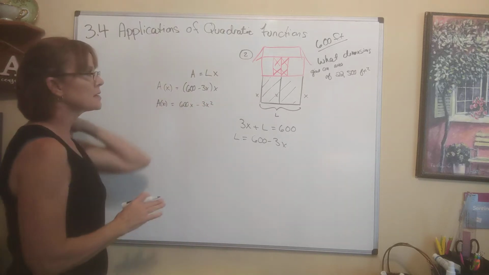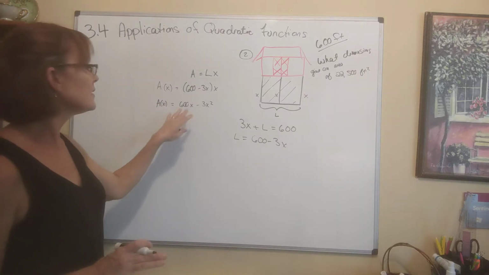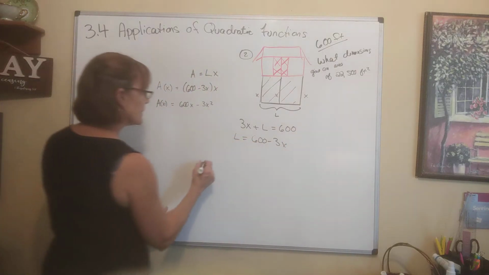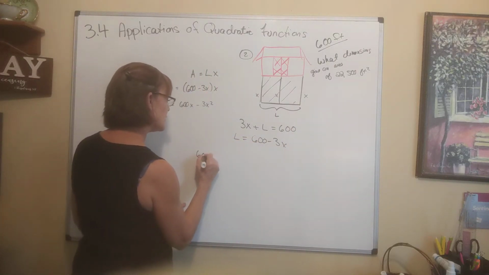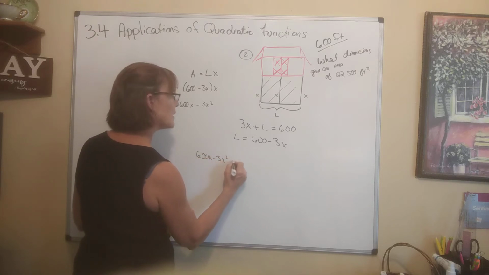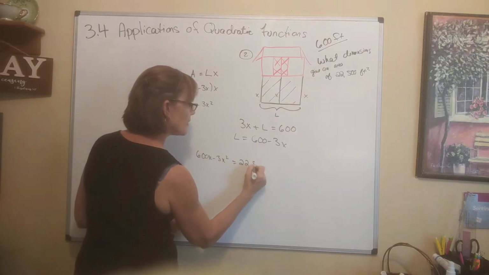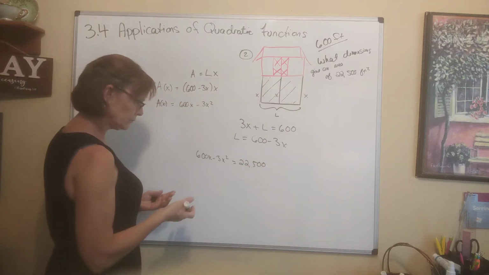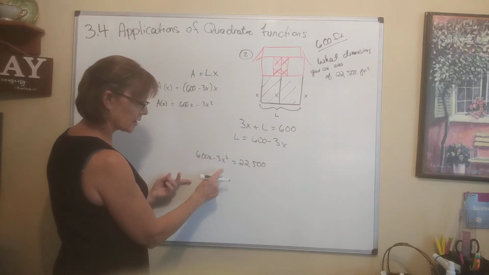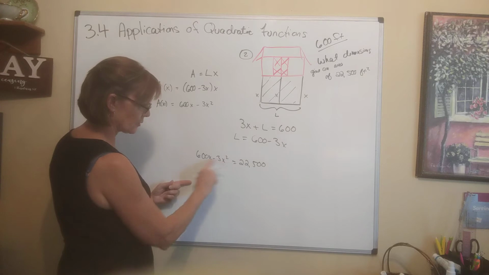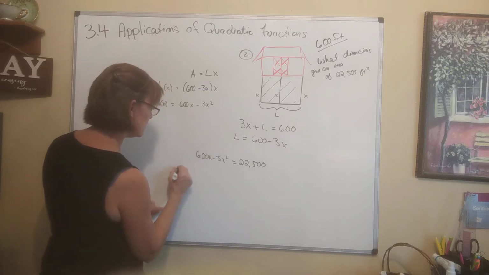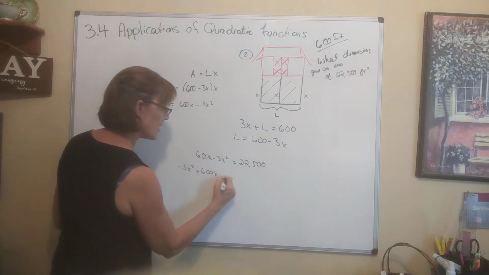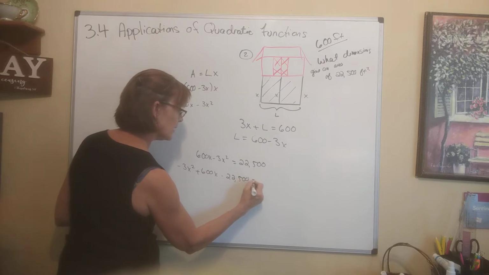All right, the first part of this question says find the dimensions of the area that will yield this square footage. So we can do that. Let's set this area, 600x minus 3x squared, equal to 22,500. Now we're going to solve this quadratic equation. You see how it's x squared, so it's a quadratic equation. So let's get a 0 on one side. I'm going to subtract 22,500, and I'll get a 0 on that side.